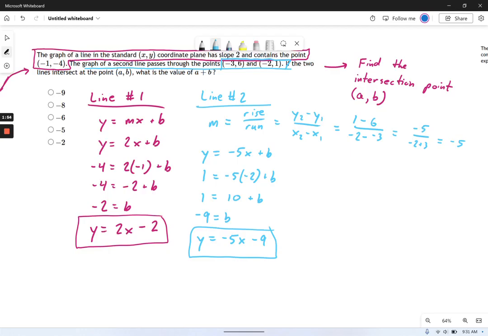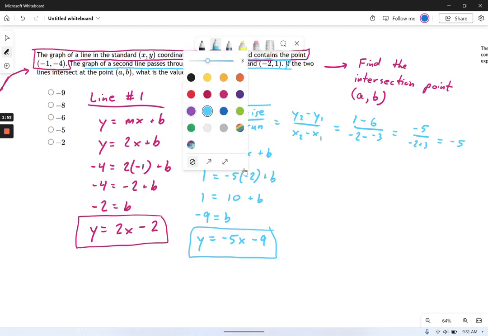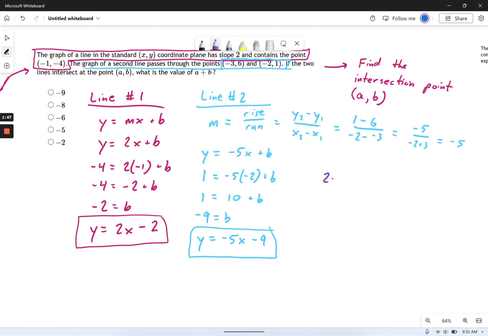Well, we know they intercept. So now I'm going to have to, let's change colors again, set them equal to each other. So they're going to intercept at a place where their y values are equal. So I'm going to say 2x minus 2 equals -5x minus 9. Okay. Well, now we just do a little adding of x to each side, a little adding of the 2 to each side. So I get 7x equals -7, and that means x equals -1 at the intercept point. That's really important. This is basically our a value of that intercept point we were talking about earlier.